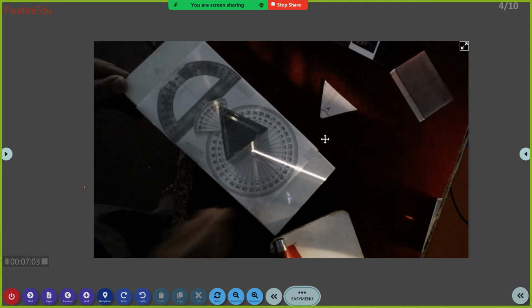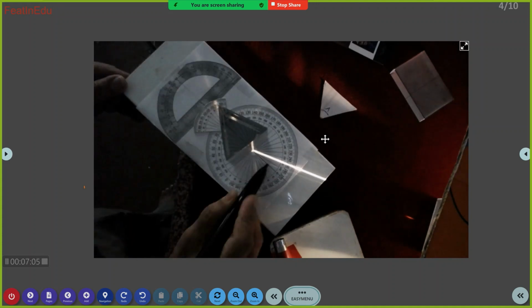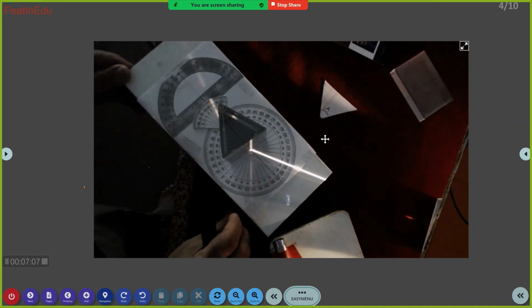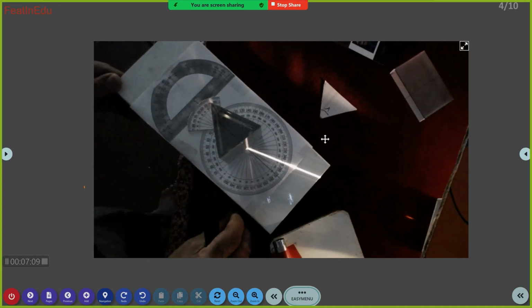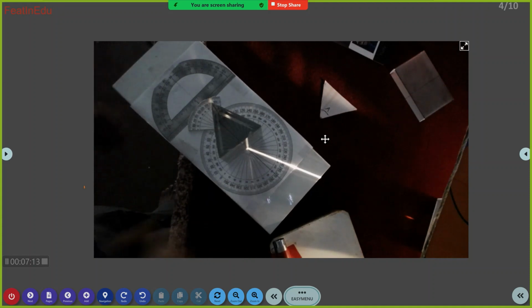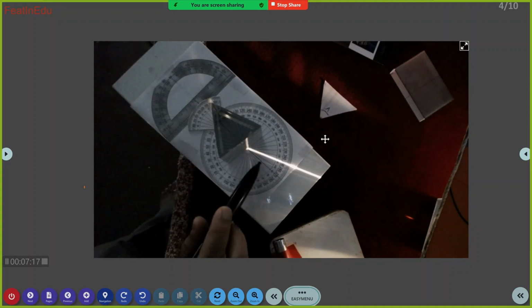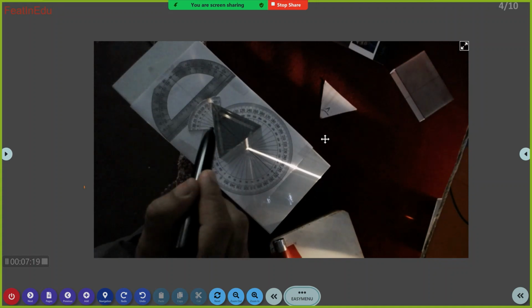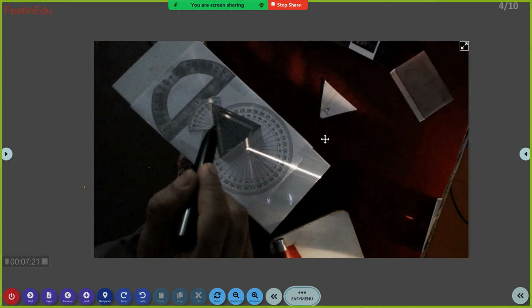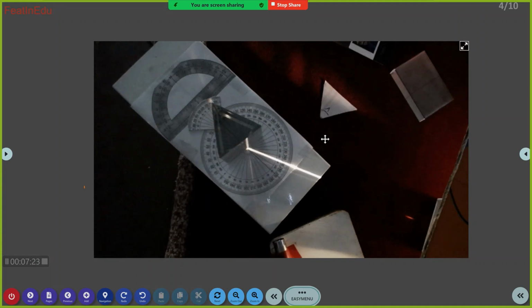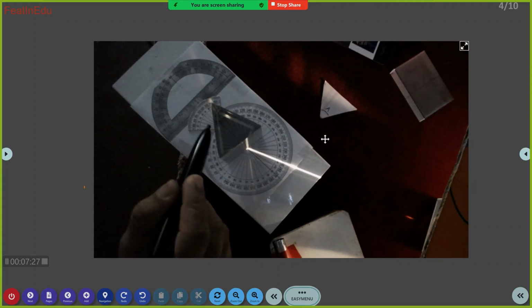Right? You can see this angle is the angle of incidence. Now you can see that the ray is skimming along the surface. So I have adjusted the angle of incidence such that the angle made by the refracted ray on this face is the critical angle. Not this angle. This angle becomes the critical angle.